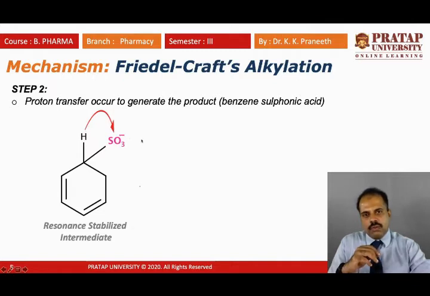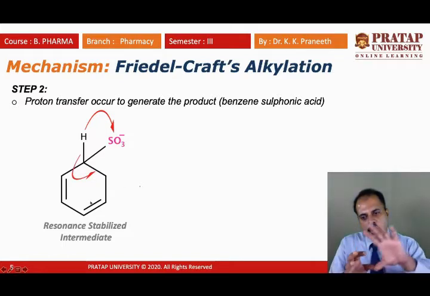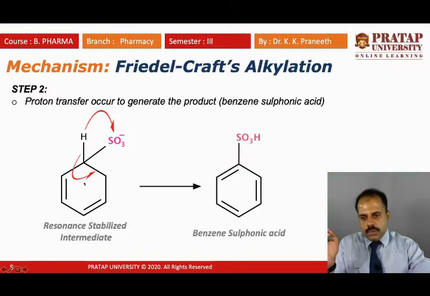When it transfers a proton to SO3, it forms sulfonic acid, SO3H, right? And then the proton is gone. So what about this bond? This bond moves inside, and then it forms an aromatic compound, right? An aromatic compound has delocalized double bonds. So the product is formed: benzene sulfonic acid, having 3 double bonds in the center and the SO3H group at the top. So this is the product.